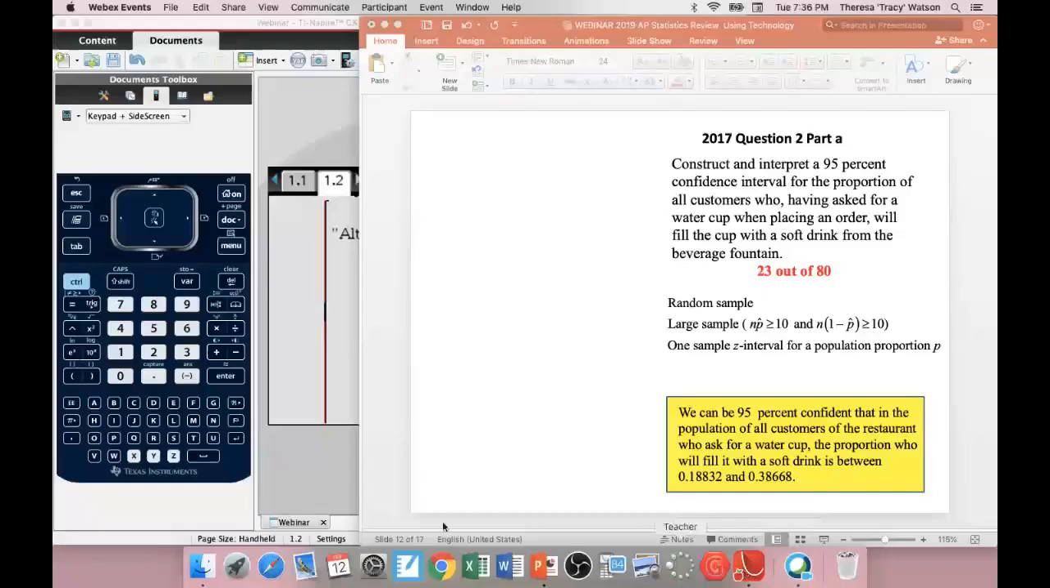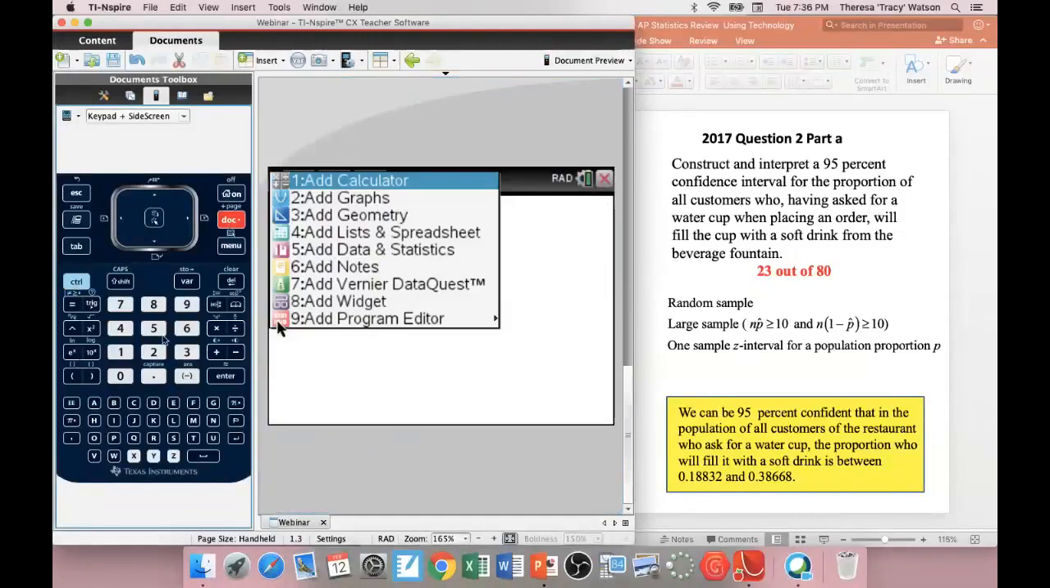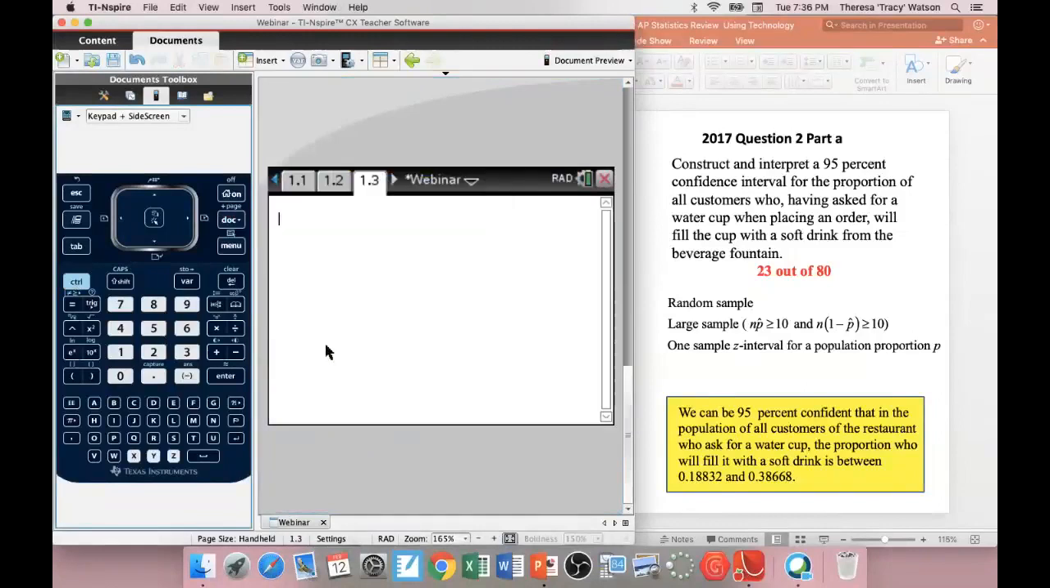Now, I do have a question for you, Mike. Well, I'm going to clear my calculator. I'm going to get a new page just so I have a clean page. I like a clean page every time I start a problem. Because I'm big on making sure my students show as much work as the AP people might like, when you're doing your conditions, I do the random and the large sample size. Do we need to do the independence condition on this also? Mention that? Yes, probably should.